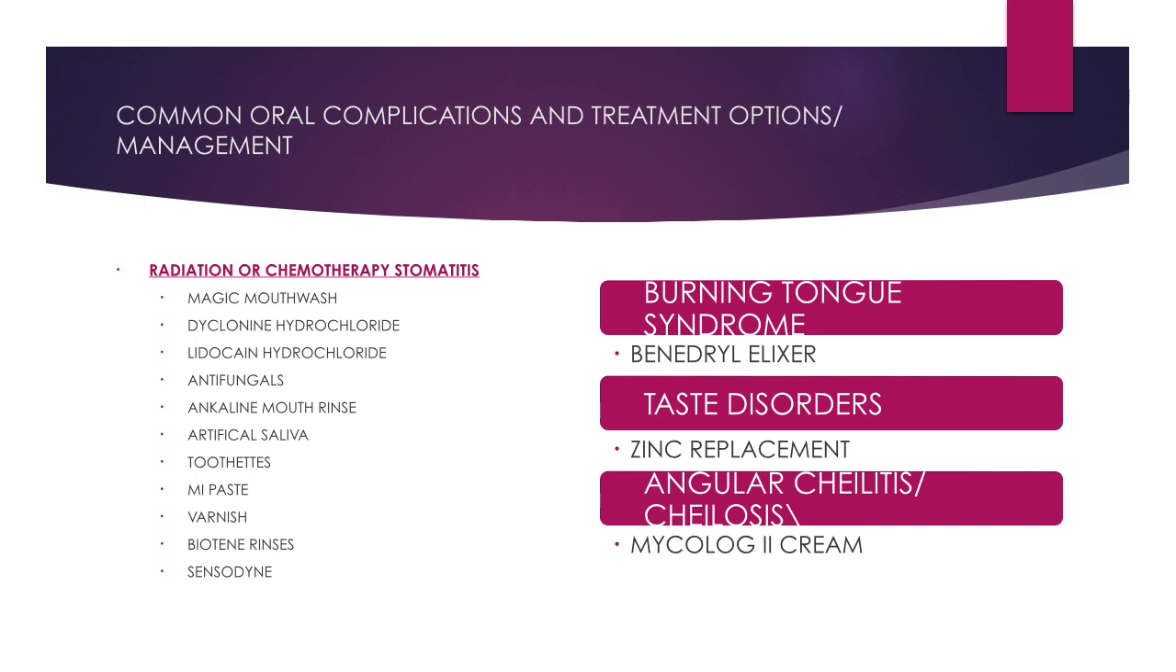Three noticeable complications in radiation and chemo are burning tongue syndrome, taste disorders, and angular cheilitis. I would like you to be aware of the specific medications that we utilize to treat that. Burning tongue generally is Benadryl elixir. Taste disorders is zinc replacement. And angular cheilitis is Mycolog cream.